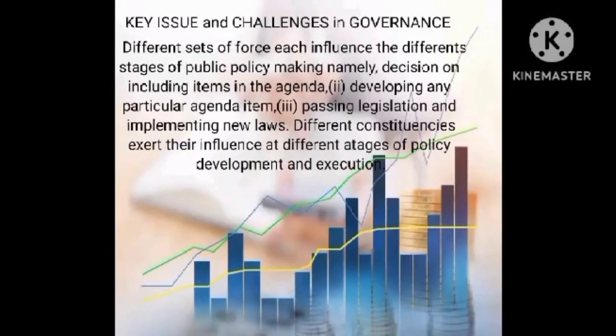Key issues and challenges in governance. Different sets of forces each influence the different stages of public policy making, namely decisions on including items in the agenda, developing any particular agenda item, passing legislation, and implementing new laws. Different constituencies exert their influences at different stages of policy development and execution. A preliminary condition for good governance is the establishment of the rule of law, which ultimately supplants the rule of whims and caprices of those in power.